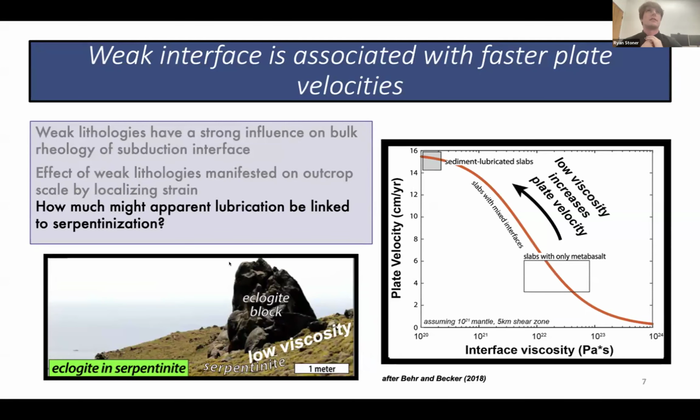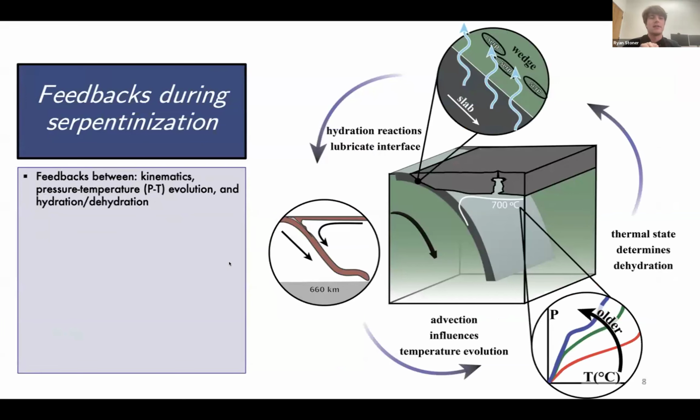And the main hypothesis that we're trying to understand is to disentangle the effect of fluid sources and the things that are actually produced by those fluid sources. So we're trying to understand how much of the lubrication potentially from sediments or other downgoing lithologies might not be just because the material itself is weak, but because it's releasing fluid that's then forming weak minerals such as serpentinite along the plate interface. So this seems like perhaps a simple thing to do, but it's a bit challenging to actually model because it involves some amount of feedbacks during serpentinization.